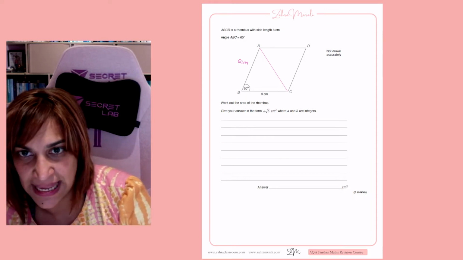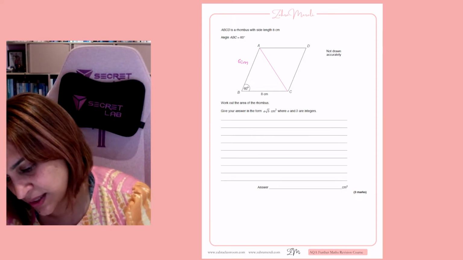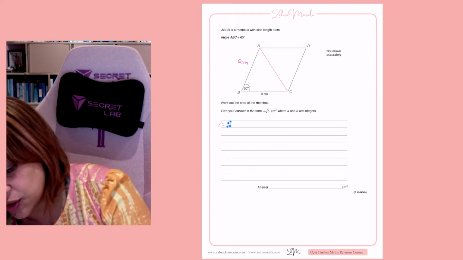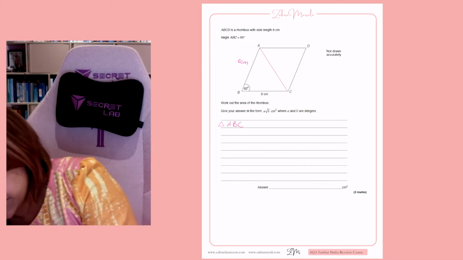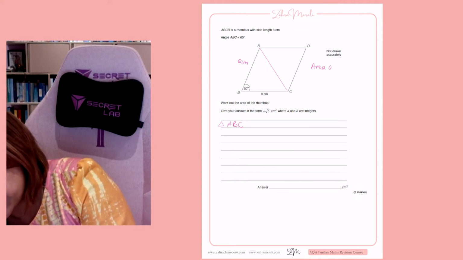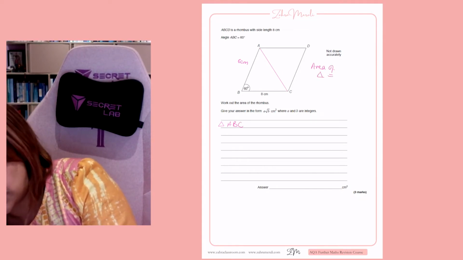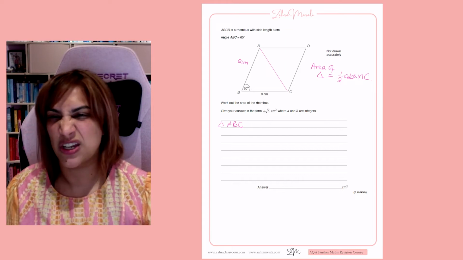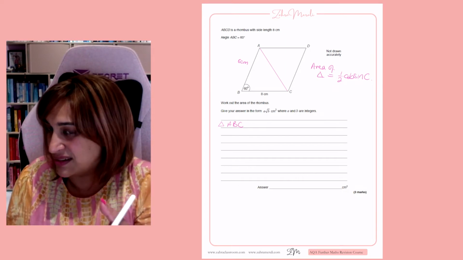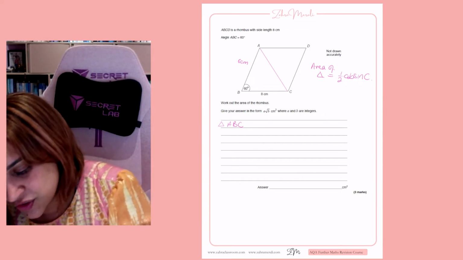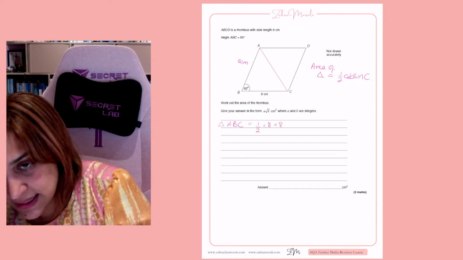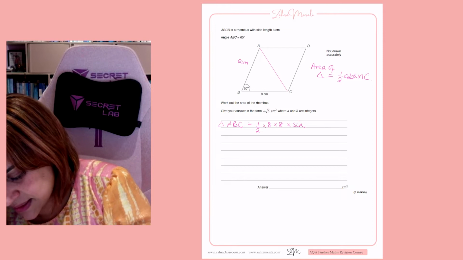So if we have a look at ABC to start with, so we've got triangle ABC, we know that the area of a triangle, so one of the formulas we know if we don't have a right-angled one, is a half ab sine C. Now this could easily come up in a non-calculator paper because you should know what sine 60 is. So you're going to have a half times 8 times 8 times sine 60.